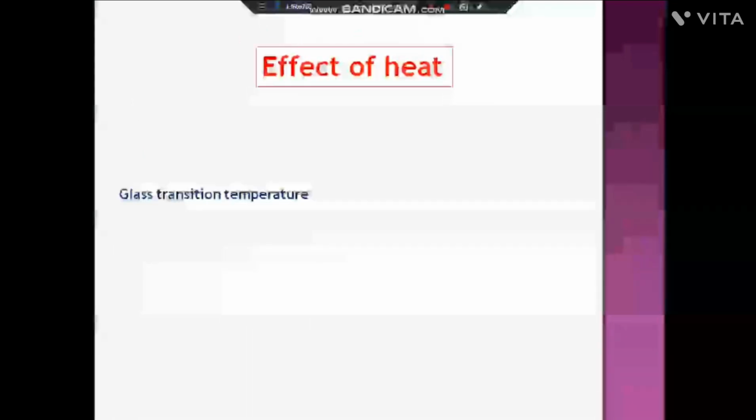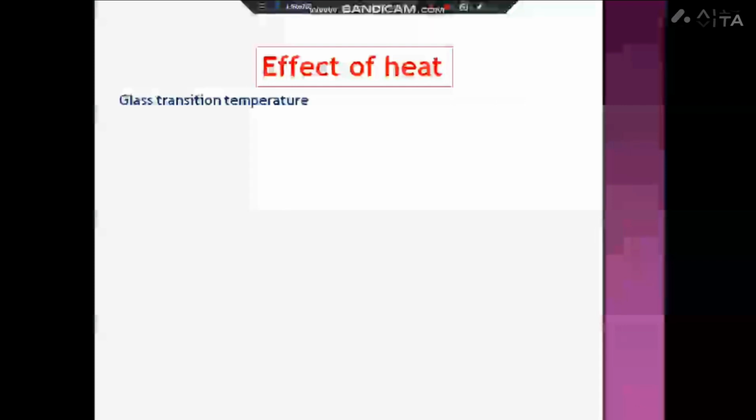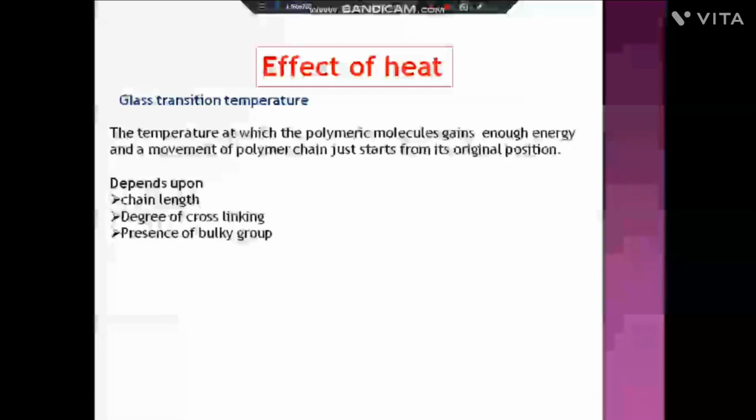Next property that we are going to see is the effect of heat. Firstly we have to understand the glass transition temperature. When we heat the polymer, it attains a glassy state. Further, when we heat, it goes to the flexible state. So glass transition temperature is the temperature at which the polymeric molecule gains energy and starts moving. That temperature is taken as the glass transition temperature.